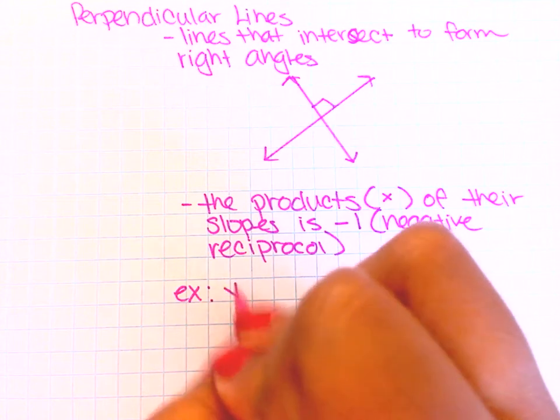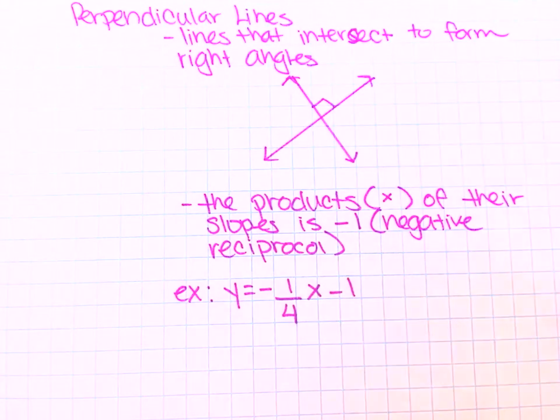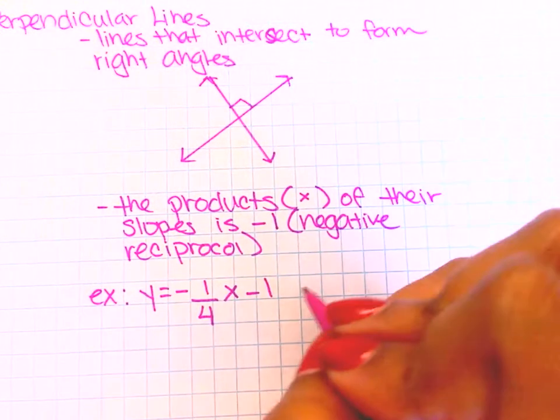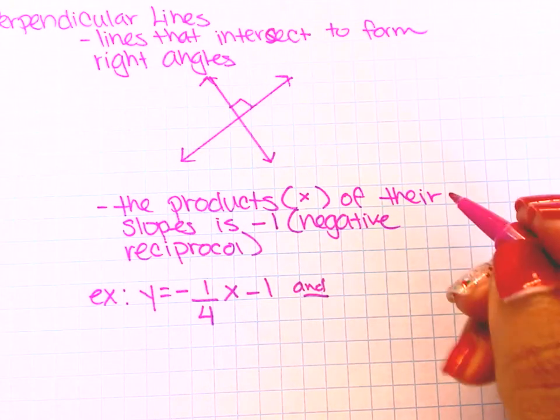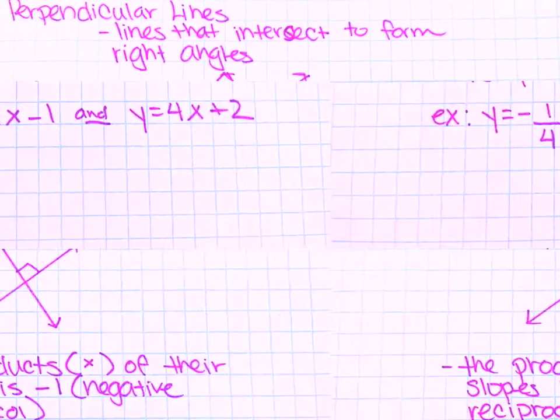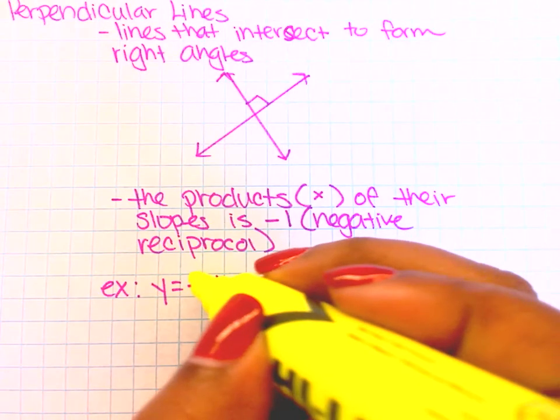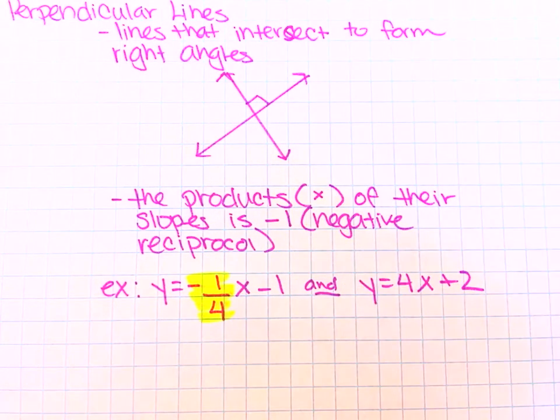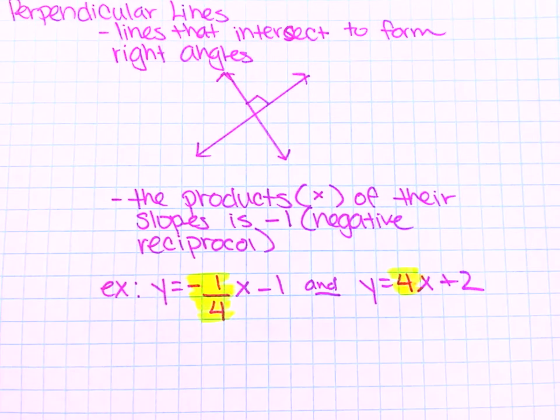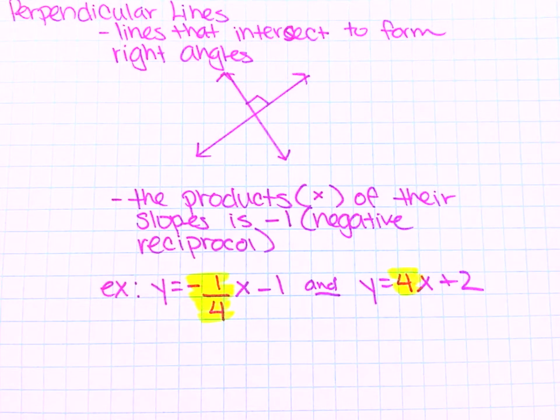Write this example down. Y equals -1/4 x minus 1, and y equals 4x plus 2. So when you look at this, you want to identify the slope. The slope of this line is -1/4. The slope of this line is 4. Now, the definition of perpendicular lines tells me that if I multiply -1/4 and 4, I should get -1, and that will mean that it's a perpendicular line.